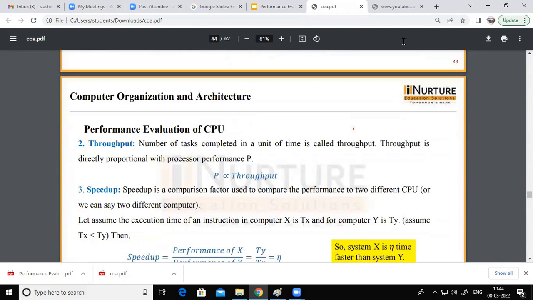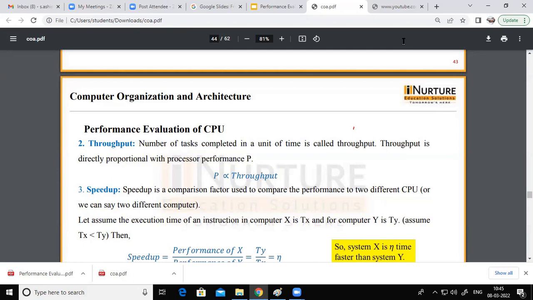When we talk about throughput, here we are talking in terms of the server. The number of tasks completed in a unit of time is nothing but throughput. Throughput is directly proportional to the processor performance. If the number of tasks completed in unit time is more, that means my performance is also better. So they both are directly proportional to each other.